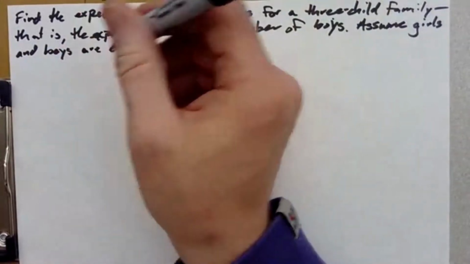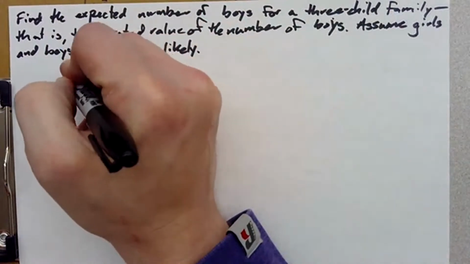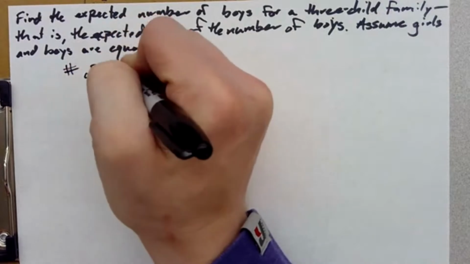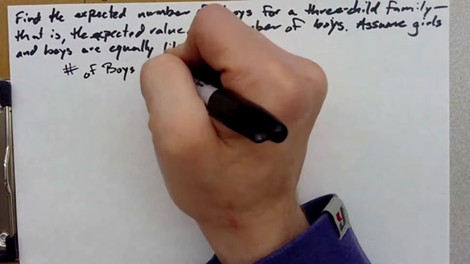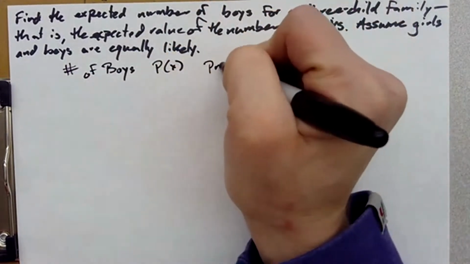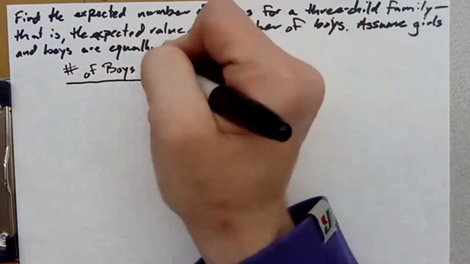accompanied. So, we can start with this. We've got the number of boys, and the probability, and the product, because we're going to multiply those two things together.